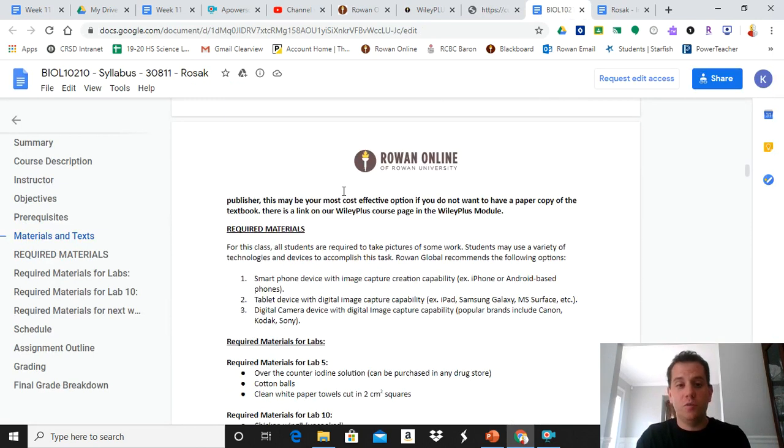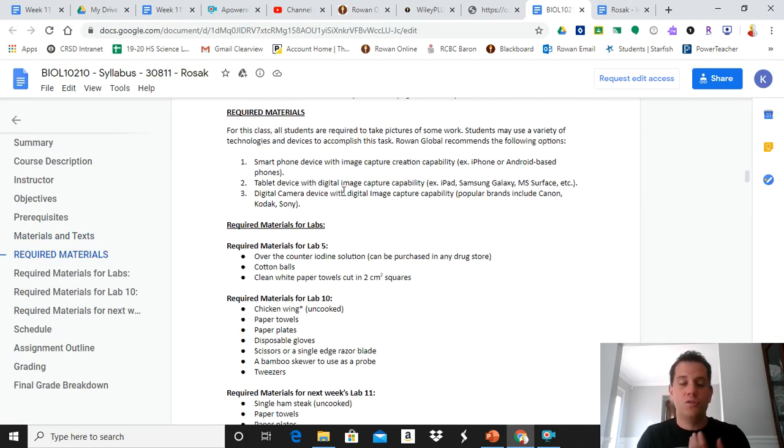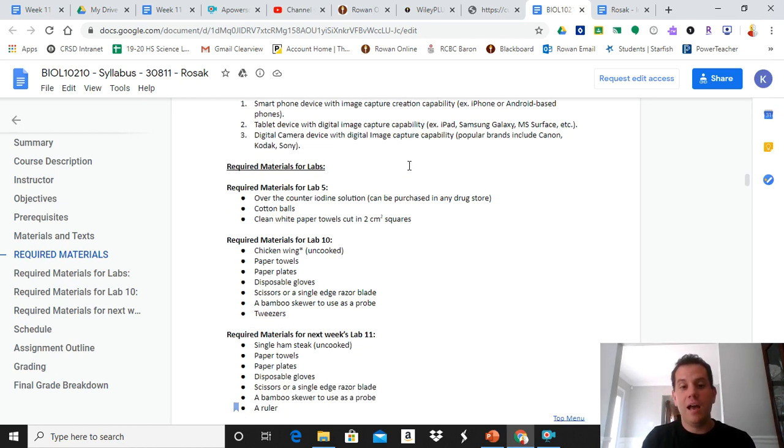In addition to the textbook, since this is a 4-credit lab course online, and it's fast, it's a lot. You're going to need a few other things. You'll need some way to take pictures, so your smartphone works, or a tablet like an iPad, or a digital camera, to take pictures of your labs. For different labs, you'll need different things. For lab number 5, you're going to need over-the-counter iodine, which you can get at CVS. They have to have it at a ShopRite or Walmart. Also cotton balls and clean white paper towels for this lab.